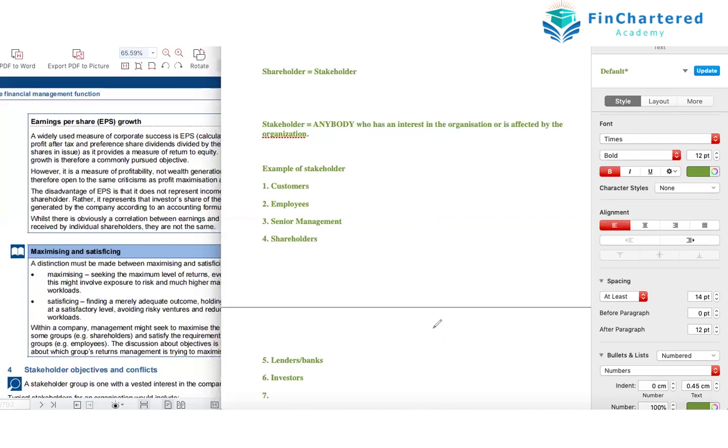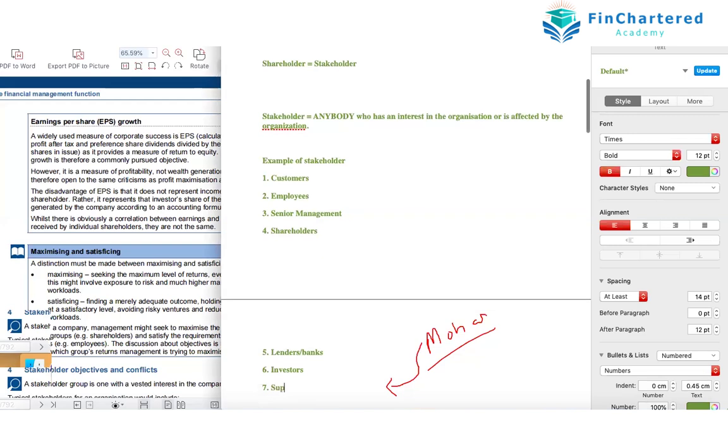So I bought these tables from Mr. Mohan. Mohan supplied these tables, and every year he will supply the tables. So he is my supplier. Do you think he's interested in Finchartered Academy? Yes, because he is supplying here. If I close Finchartered, where will he supply? He will lose one customer, correct? So supplier is also a stakeholder. Yes, he is making money from me.